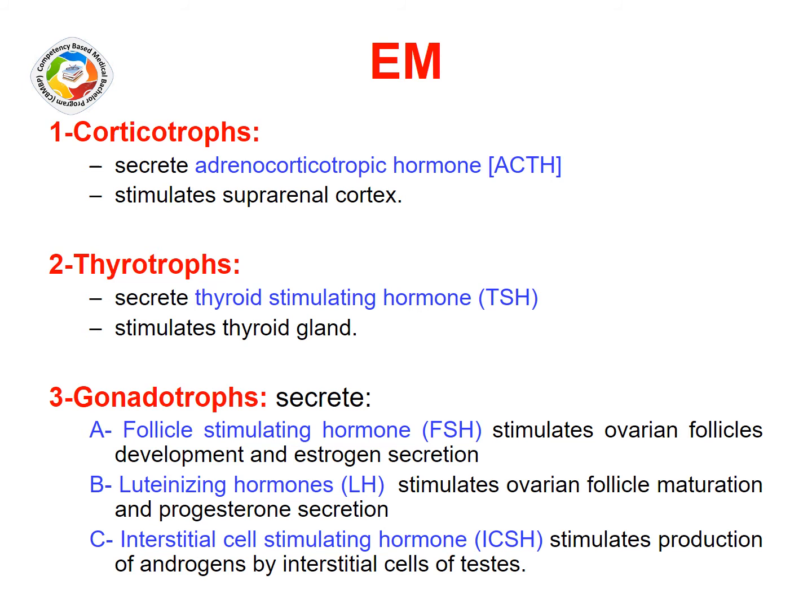Follicle-stimulating hormone stimulates ovarian follicle development and estrogen secretion. Luteinizing hormone stimulates ovarian follicle maturation and progesterone secretion. Interstitial cell stimulating hormone stimulates production of androgen by interstitial cells of the testes.